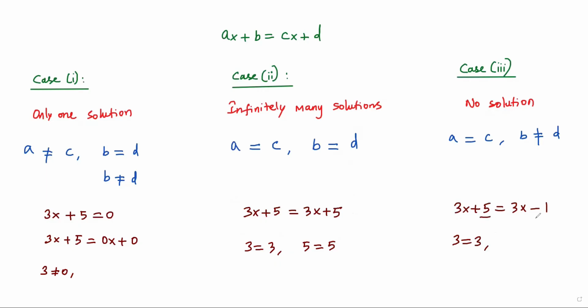But the constant on the left side and the constant on the right side are not equal. Since the coefficients of x are equal and the constants are not equal, it clearly meets the condition we have discussed in case 3. So this linear equation has no solution.